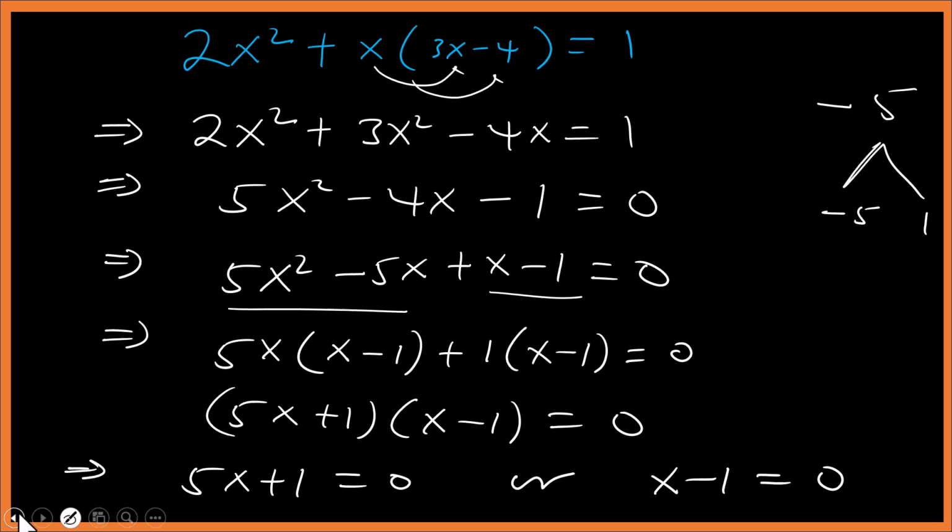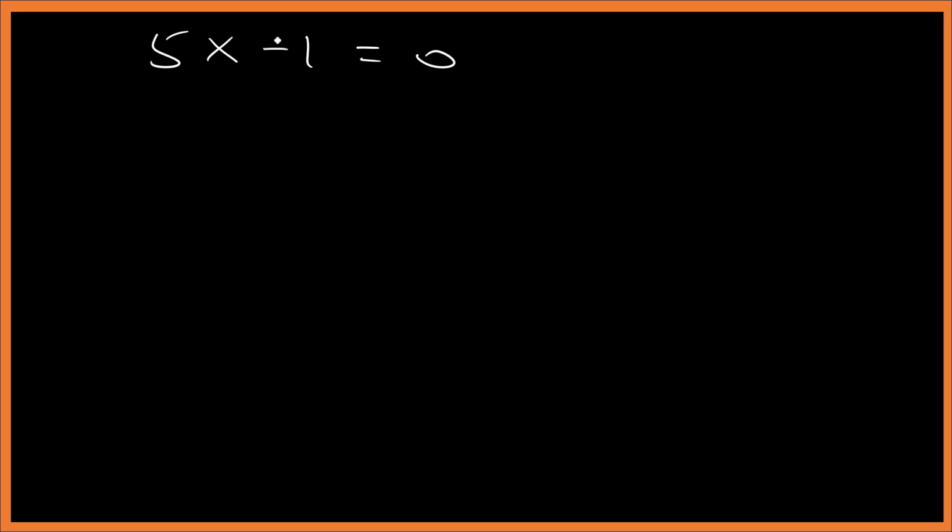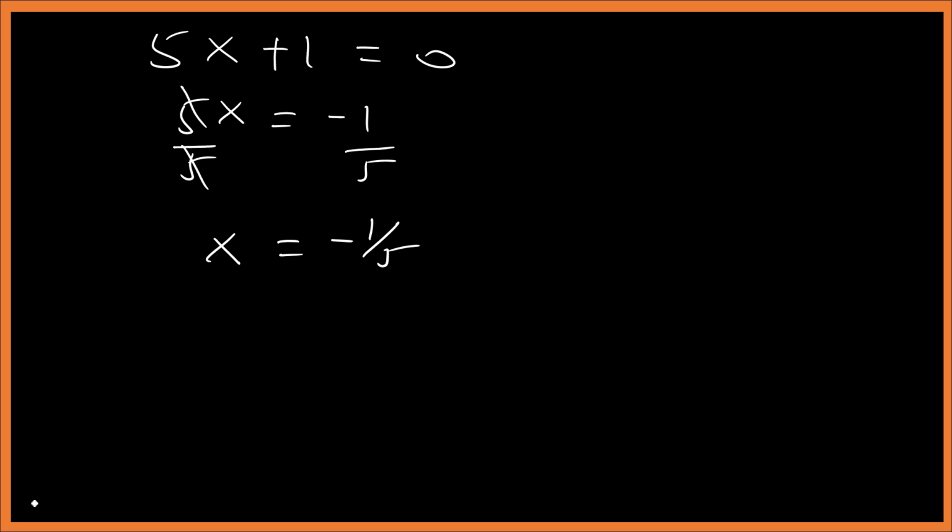So 5x plus 1 is equal to 0. So from here, 5x is the same as minus 1. Over 5, this one will cancel. x is minus 1 over 5. And we have x minus 1 is equal to 0, x equals 1. So we have two answers for x: minus 1 over 5 and 1.